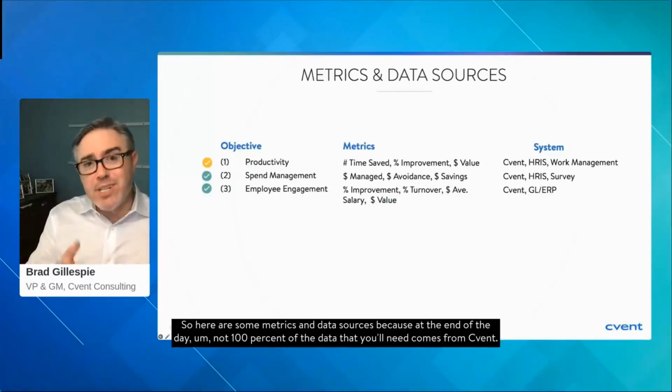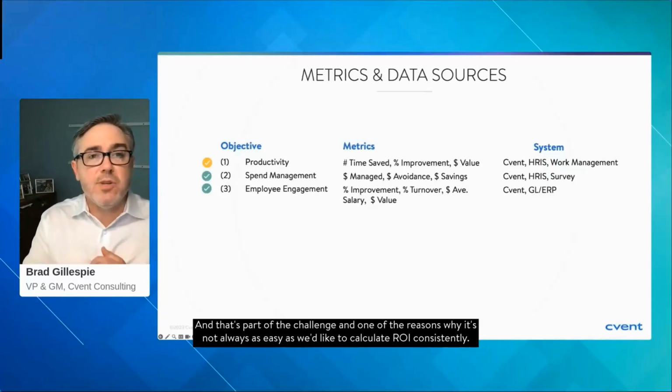So here are some metrics and data sources, because at the end of the day, not 100% of the data that you'll need comes from Cvent. And that's part of the challenge, and one of the reasons why it's not always as easy as we'd like to calculate ROI consistently.